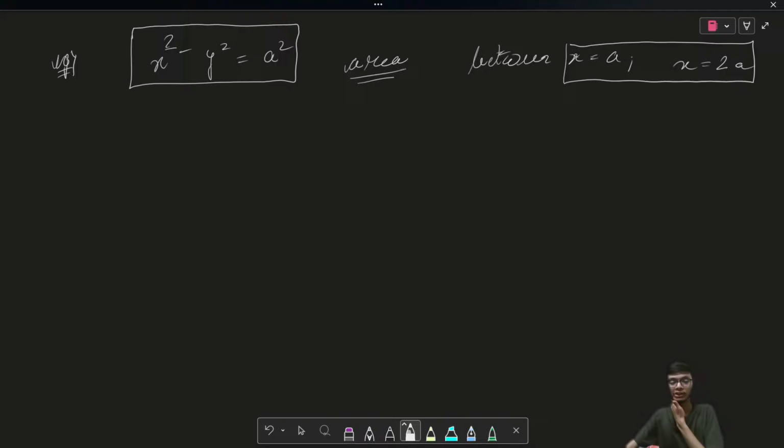So let's try to see, first of all, how do we actually plot a hyperbola, right? Now again, let's analyze the question again carefully.